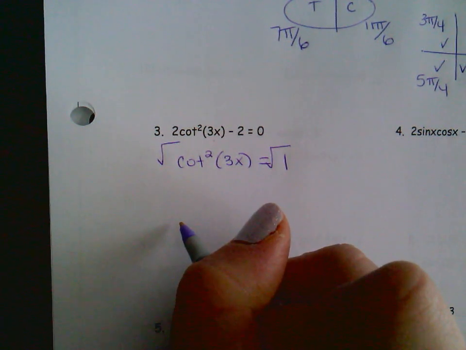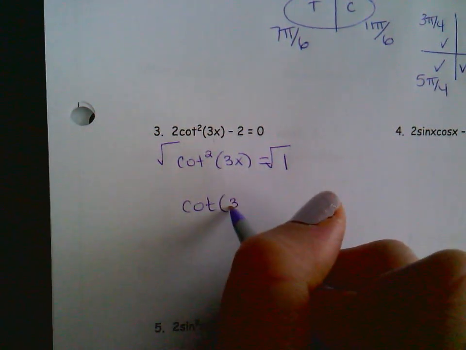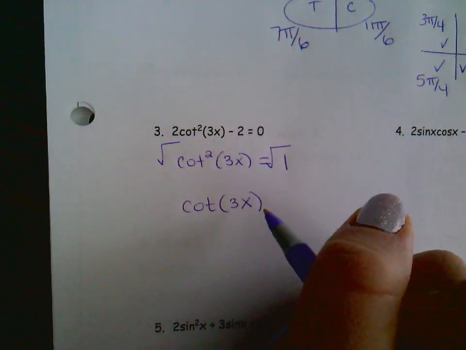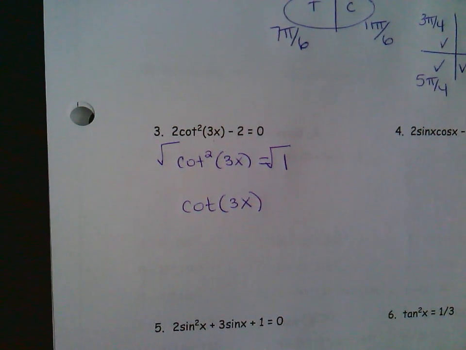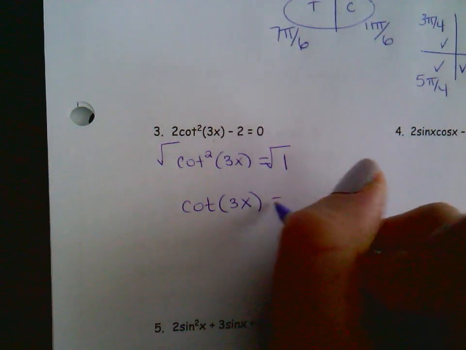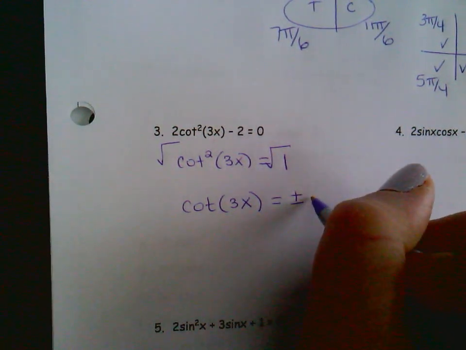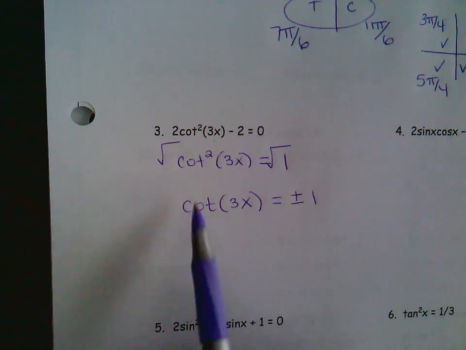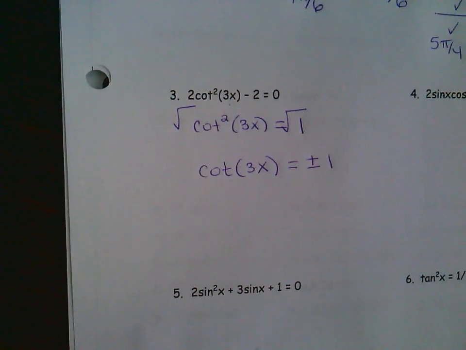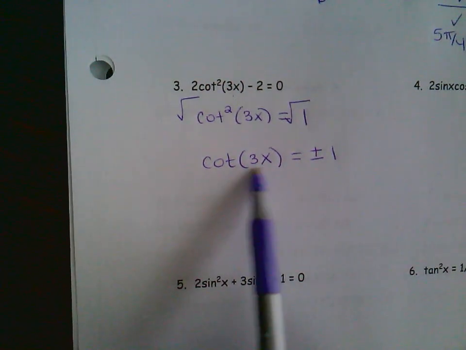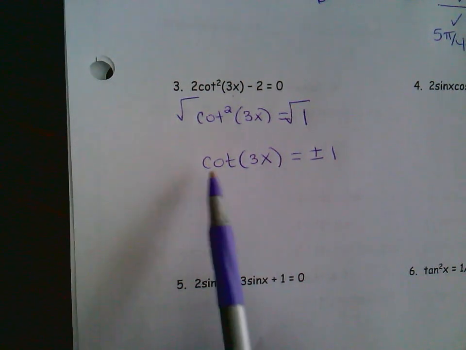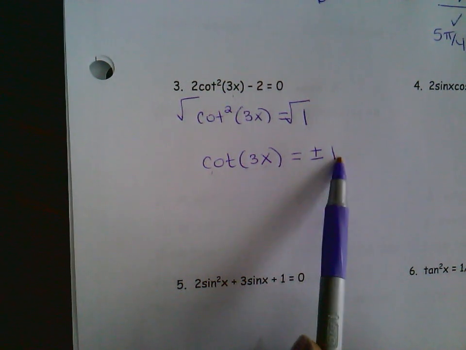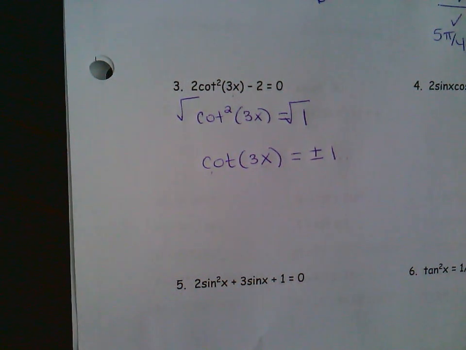I am going to get the cotangent of 3x is equal to either plus or minus 1, right? Positive 1 or negative 1, because you're squaring it over here, so you'd get positive 1 either way. All right, so we're going to set this aside for just a second. Where is the cotangent equal to positive or negative 1? So it's equal to that at all of the 45-degree reference angles.